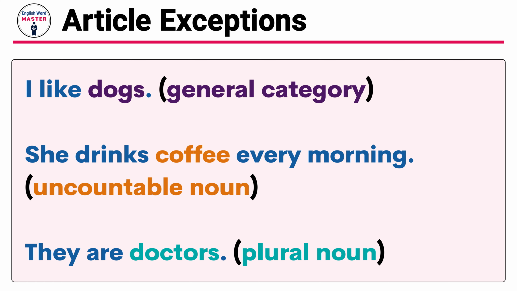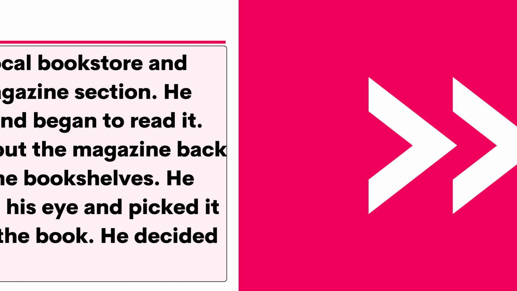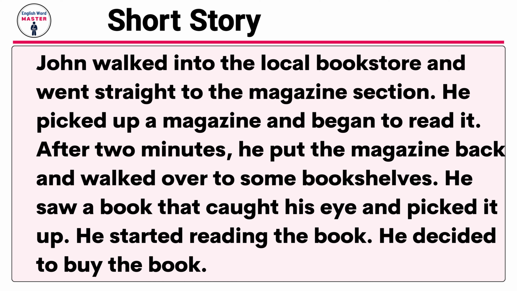Please remember these exceptions. Now, let's look at a short English story to highlight the difference between the definite and indefinite articles. John walked into the local bookstore and went straight to the magazine section. He picked up a magazine and began to read it. After 2 minutes, he put the magazine back and walked over to some bookshelves.